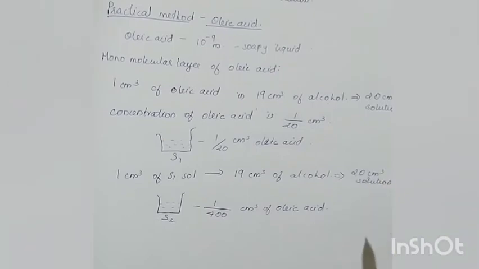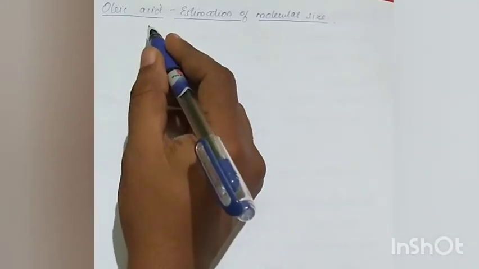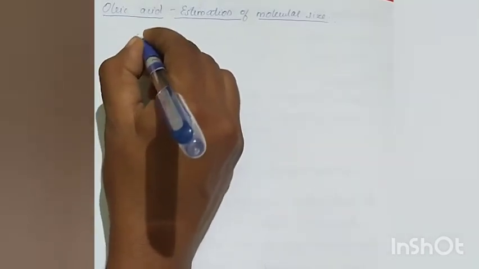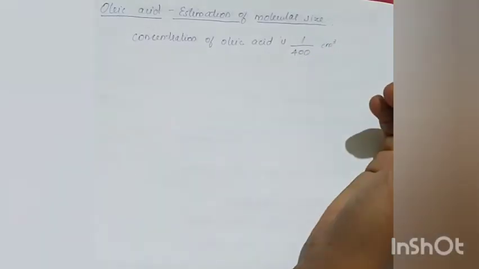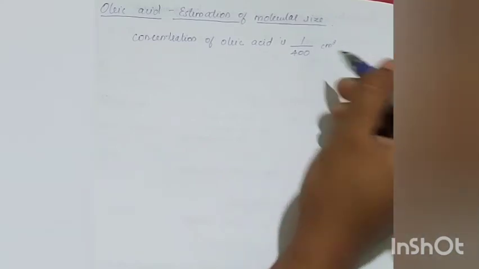So altogether, if we divide the second solution, that is the S2 solution, into 400 parts, then only one part is oleic acid. That is, the concentration of oleic acid is again reduced to 1 by 400 centimeter cube. So in the second solution the concentration is 1 by 400 centimeter cube. Till now we have seen that we were obtaining a solution in which the concentration of oleic acid is 1 by 400 centimeter cube. So we have the solution of oleic acid with this concentration.